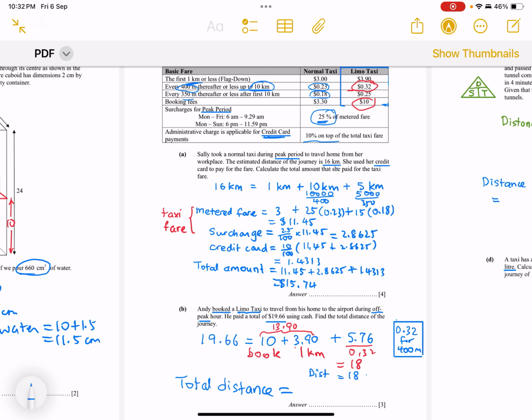18 times 400, which is 7200 meters, and that is 7.2 kilometers. So therefore he has this 1 km plus 7.2, so in total he traveled 8.2 km.